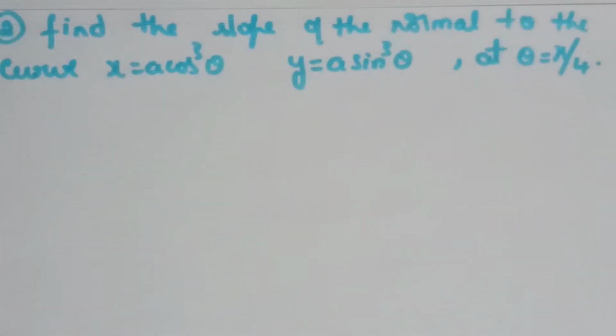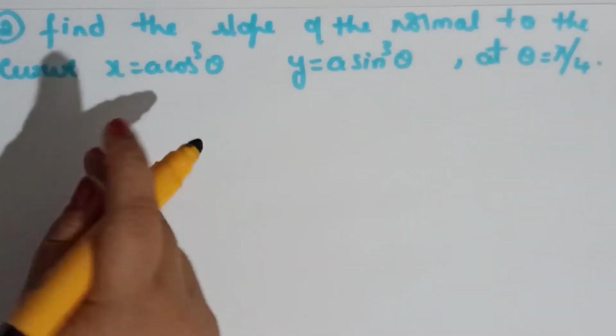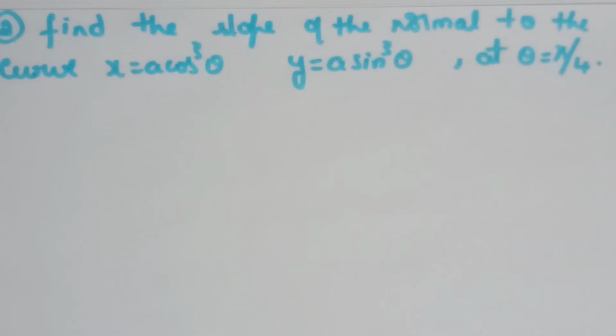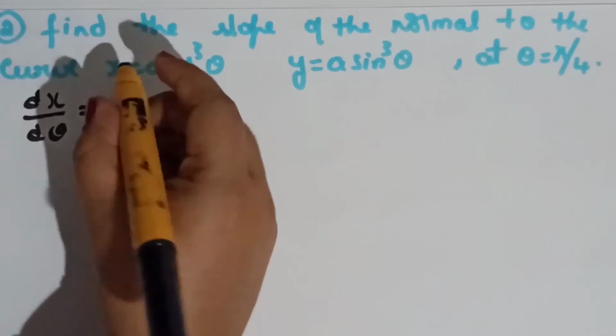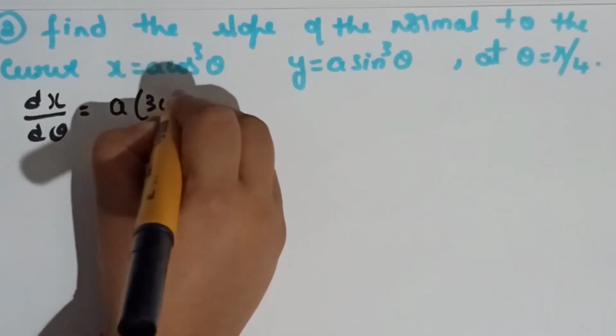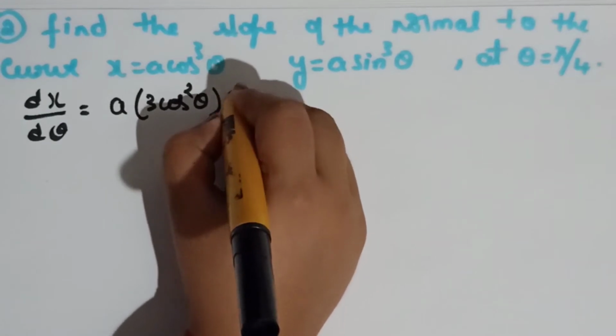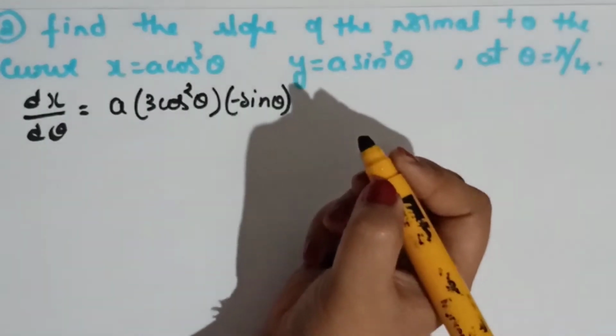Now the next question: find the slope of the normal to the curve x is equal to a cos cube theta, y is equal to a sin cube theta at theta is equal to pi by 4. First we will find dx by d theta, that is we will differentiate x with respect to theta and differentiate y with respect to theta. Then we will find dy by dx, which will be the slope of the tangent, and then we will find the slope of the normal. So dx by d theta is equal to a, a constant, 3 cos square theta into differentiation of cos theta, which is minus sin theta.